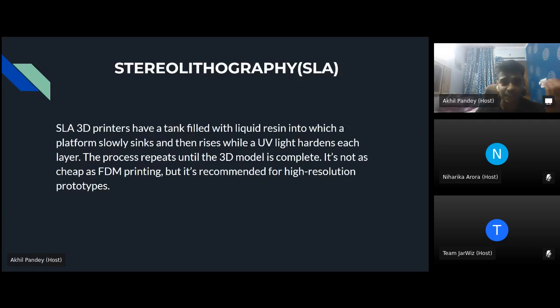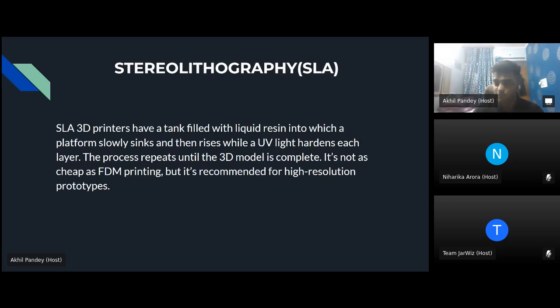Then coming on to the SLA technique, that is stereolithography. SLA 3D printers have a tank filled with liquid resin into which a platform slowly sinks and then rises while a UV light hardens each layer. When it rises from the liquid surface, UV light is reflected over it, and due to this UV light, it gets hardened. The process repeats until a 3D model is complete. It's not as cheap as FDM printing, but it is recommended for high resolution prototypes.